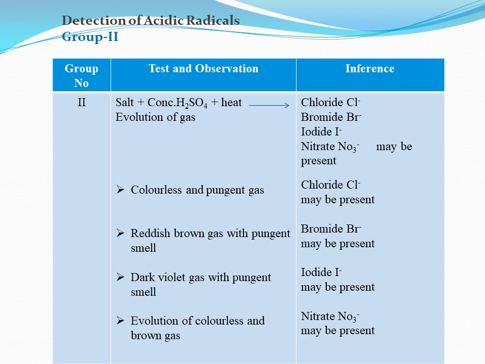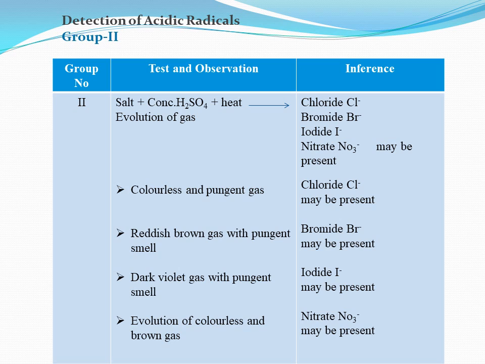So for detection of second group radical, take a pinch of salt in a test tube and then add 1 ml of concentrated sulfuric acid. If second group is present, then fumes will be evolved. Now you have to observe the fume color that is evolved. If your mixture contains chloride ion, then you will get colorless and pungent gas which gives dense white fumes when a glass rod dipped in ammonium hydroxide is brought near. So chloride may be present.